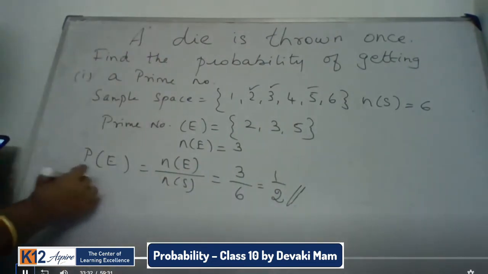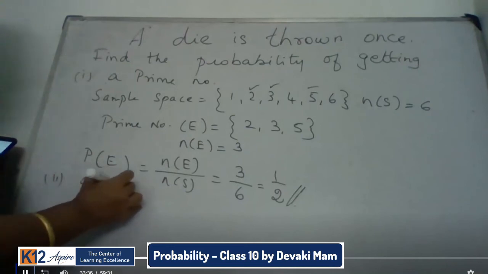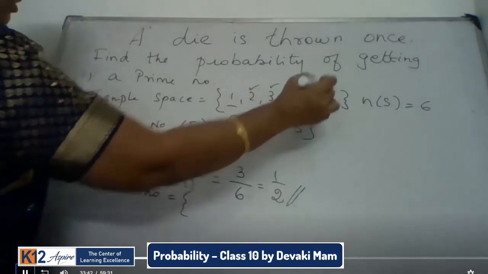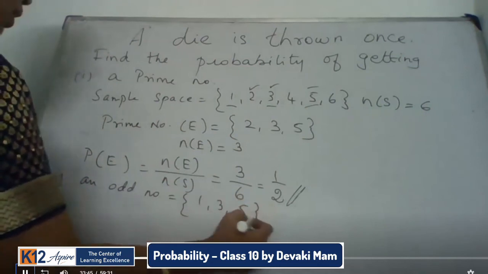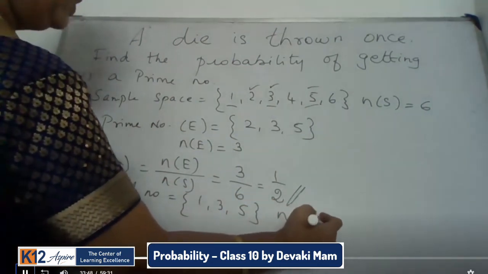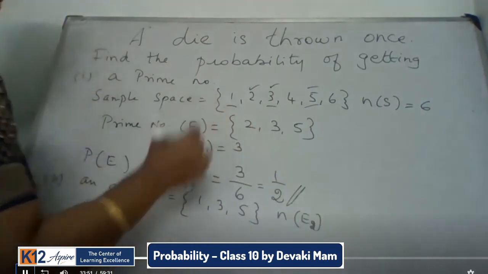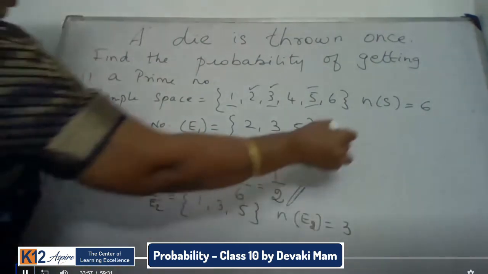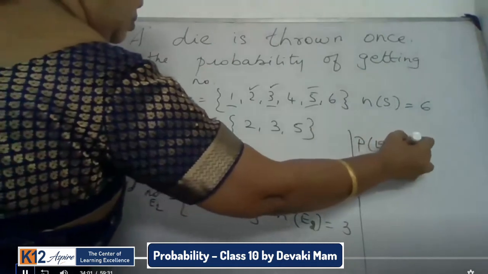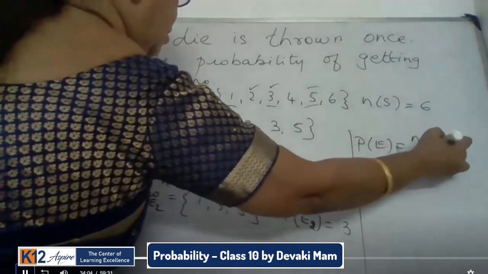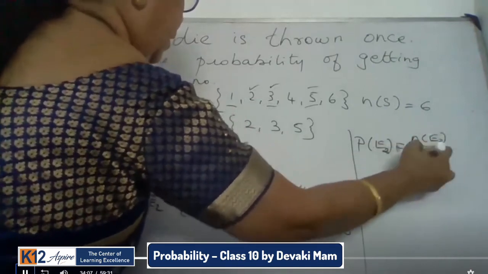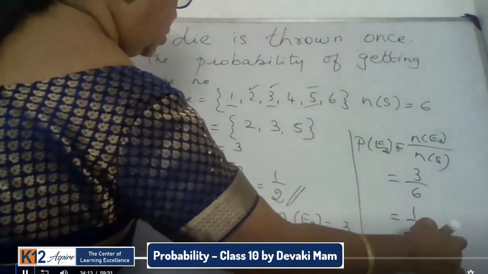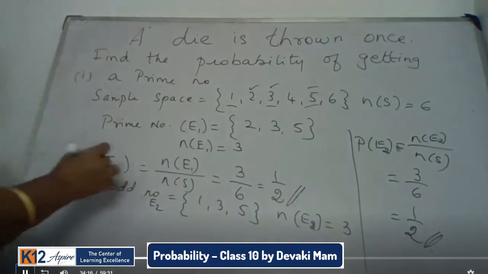Suppose you are asked to find an odd number. So for odd numbers, what are the numbers there? 1, 3 and 5, isn't it? 1, 3 and 5, okay. Let the previous one be E1. So this one is E2. So n of E2 is now again 3. So P of E2 is equal to n of E2 divided by n of S. So we are going to get again 3 by 6, that is 1 by 2. Okay.